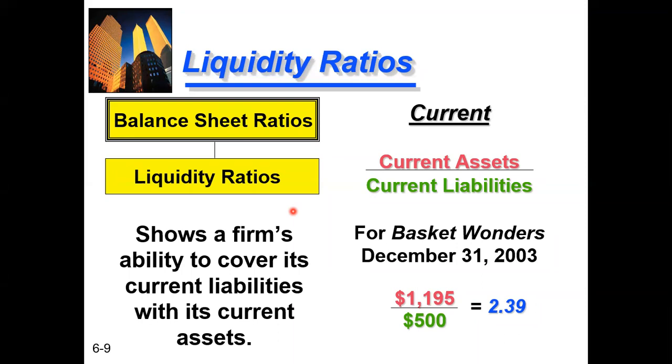Now, how to calculate a current ratio? Current ratio is equal to current assets divided by current liabilities. Why are we taking current assets? Because the most liquid assets the company is holding are current assets. Can you name some of the assets that are grouped inside the current assets?